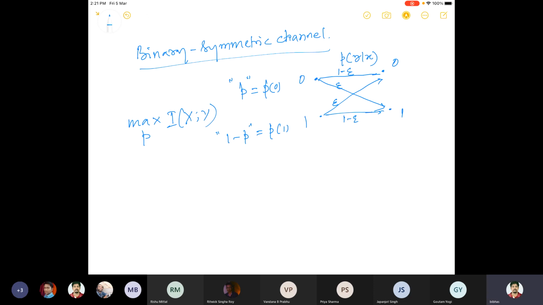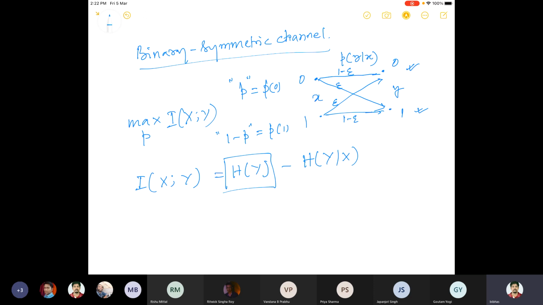Now, if you want to do that, I can use the formula for I of X,Y, and as we discussed before, it could be H of Y minus H of Y given X. But if you want to compute H of Y, I also need to know the probabilities here. What is the probability of 0 here? What is the probability of 1 here? Because Y is a random variable, unless I know the probabilities, I cannot compute that. So first of all, I need to compute the probability of Y, where Y could be equal to 0, or it could be equal to 1.